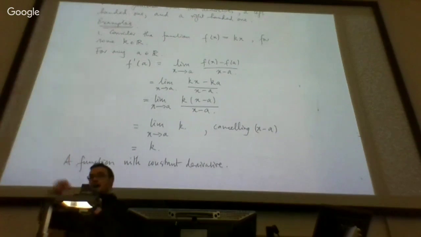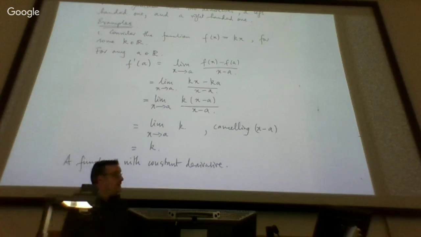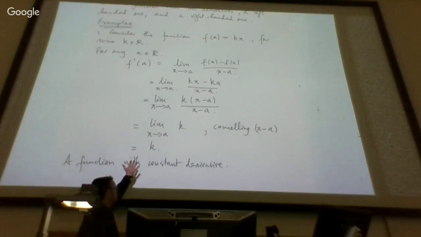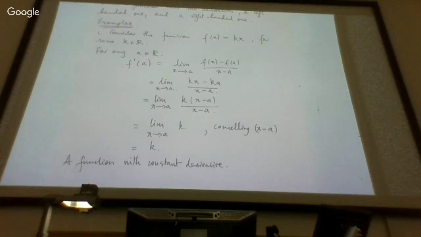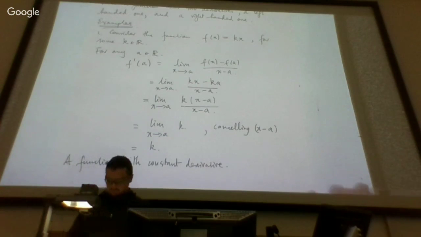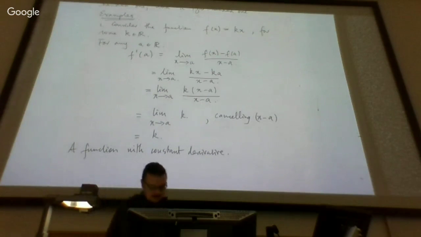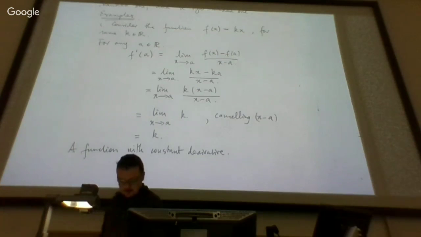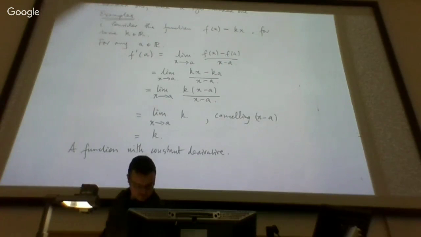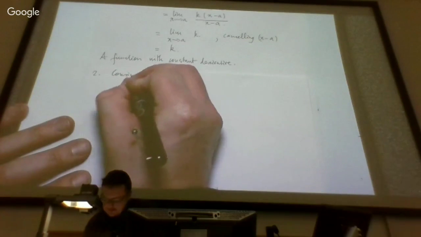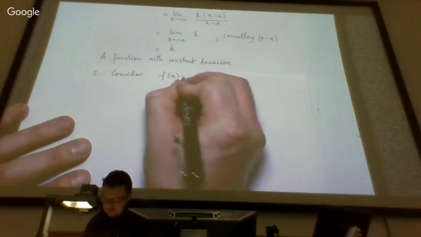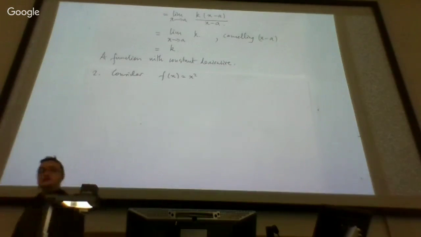Now this function was a line, just a straight line of gradient k, and so it's fitting that the tangent line to such a graph also has gradient k. There's another example shown there, which is the function x squared. Okay, so new function now, f of x equals x squared.